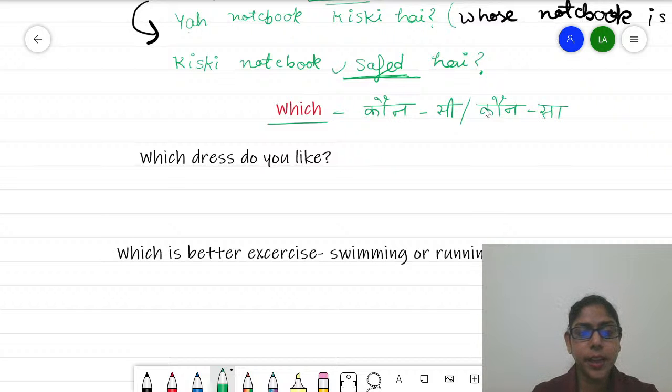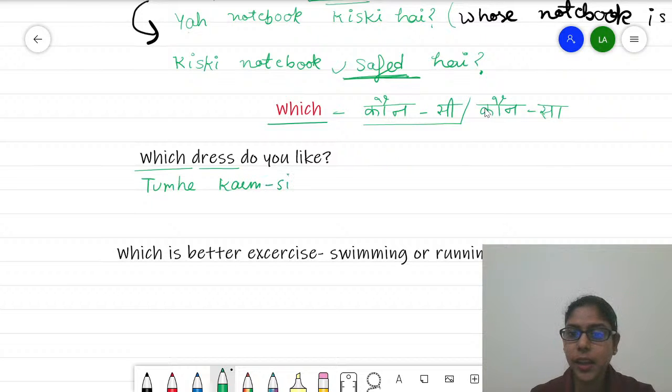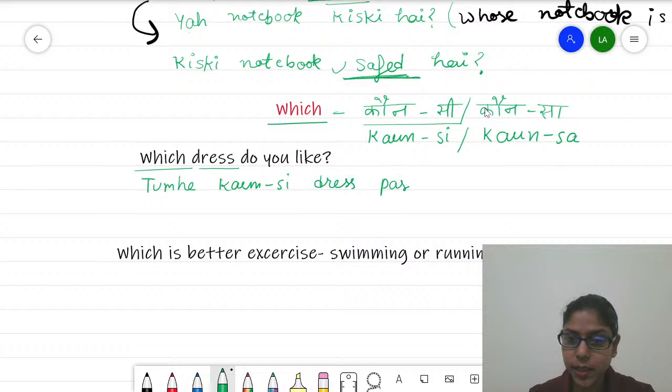So here we'll take the first example. Which dress do you like? So again, a dress is feminine here. So we'll choose कौन सी. Which dress do you like? Okay, I should write in English. Okay, I think here also I have written in Hindi. So let's write in English. कौन सी and कौन सा. तुम्हें कौन सी ड्रेस पसंद है? तुम्हें कौन सी ड्रेस पसंद है?